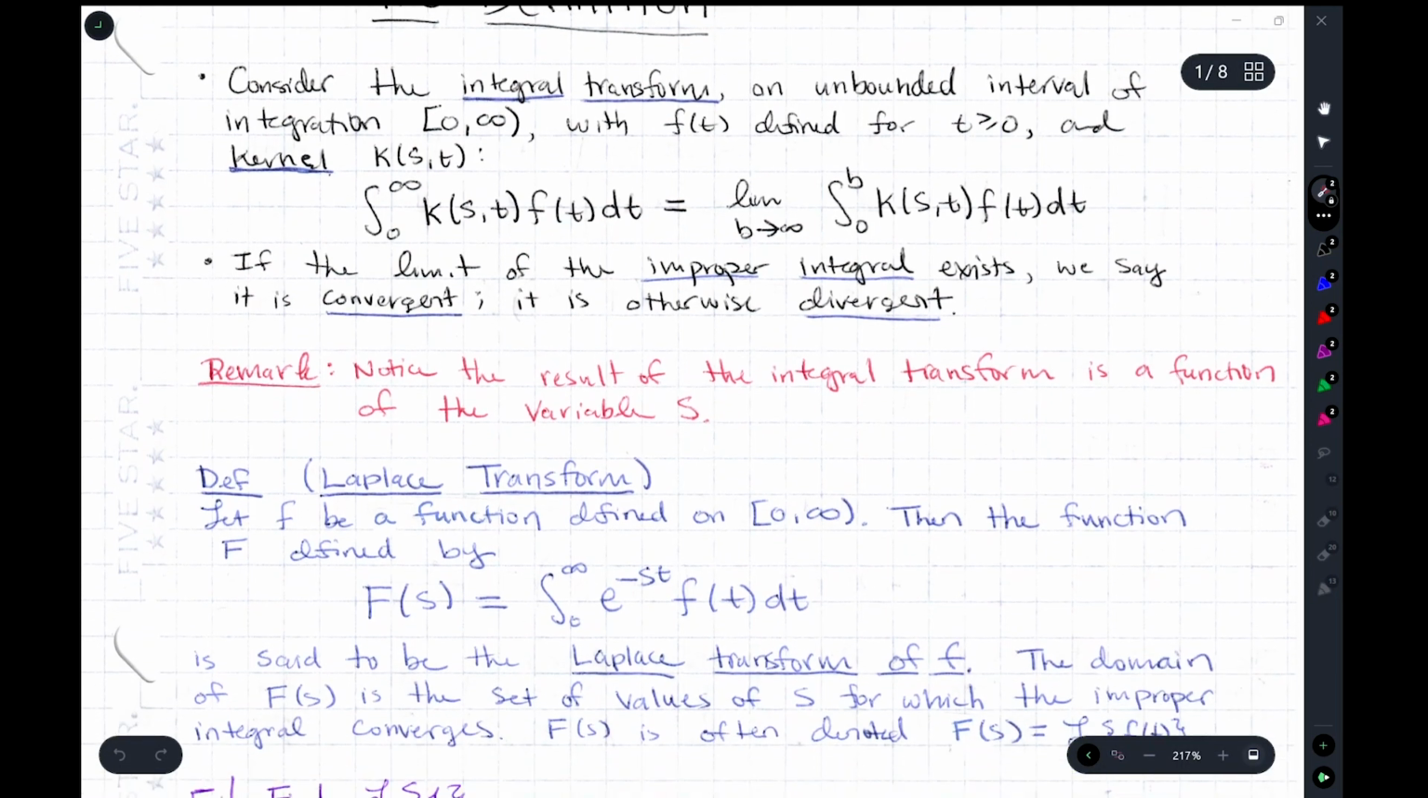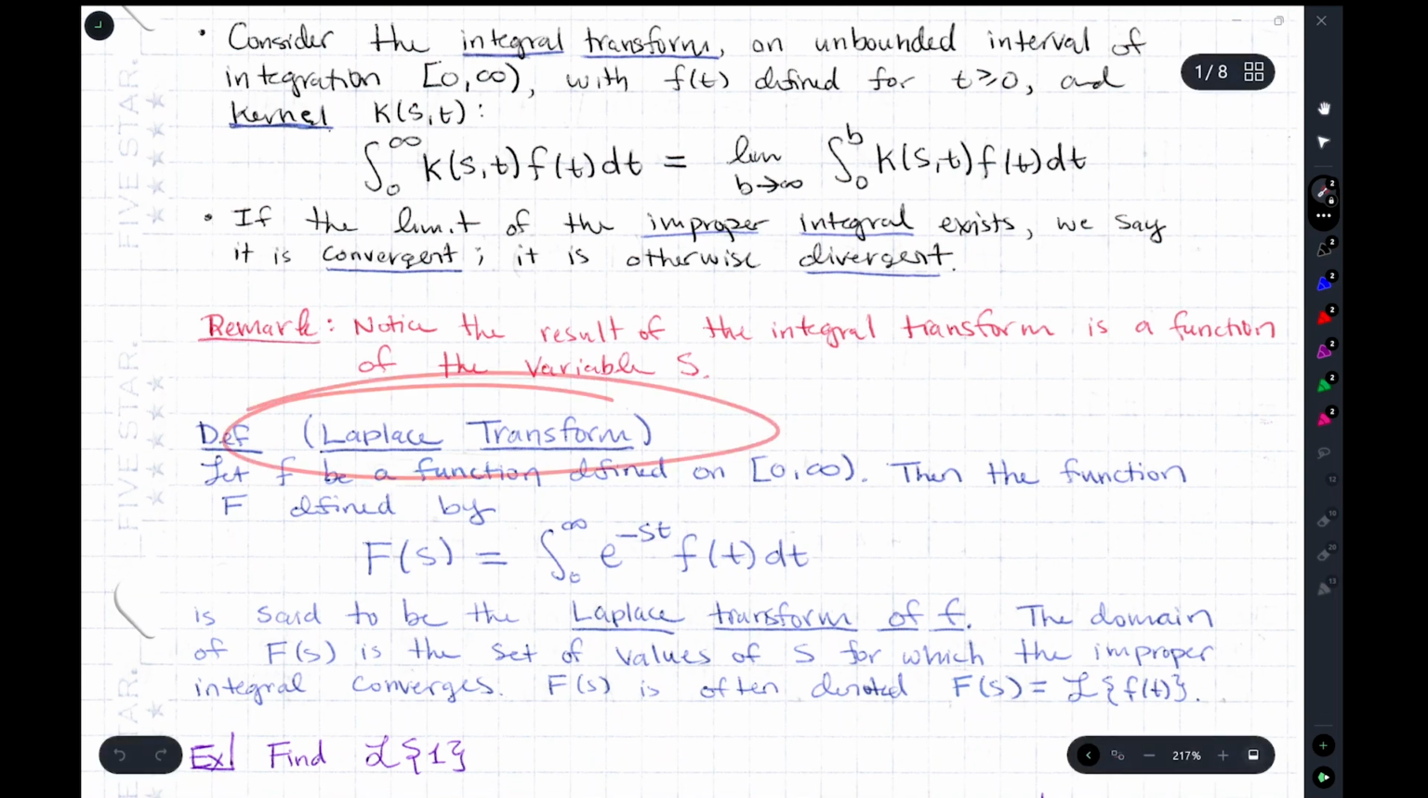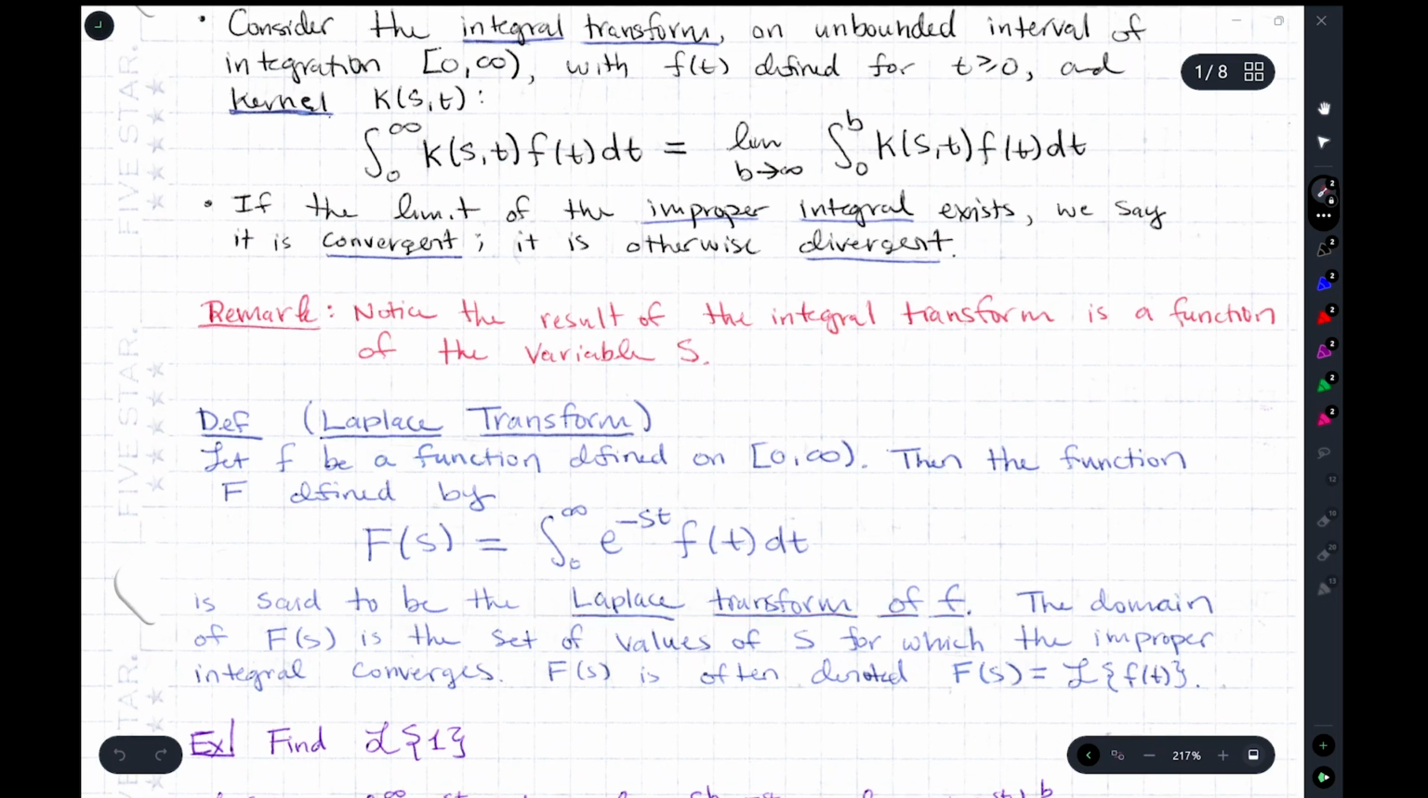And we're going to be mainly concerned with an integral transform called the Laplace transform, where the kernel is this e to the minus st. Okay, so that's the kernel, and this is called the Laplace transform. So more formally, let f be a function defined on this interval, then the function F defined by F of s, notice it's a function of s, is this improper integral from 0 to infinity with the kernel e to the minus st times f(t), and it's called the Laplace transform of f.